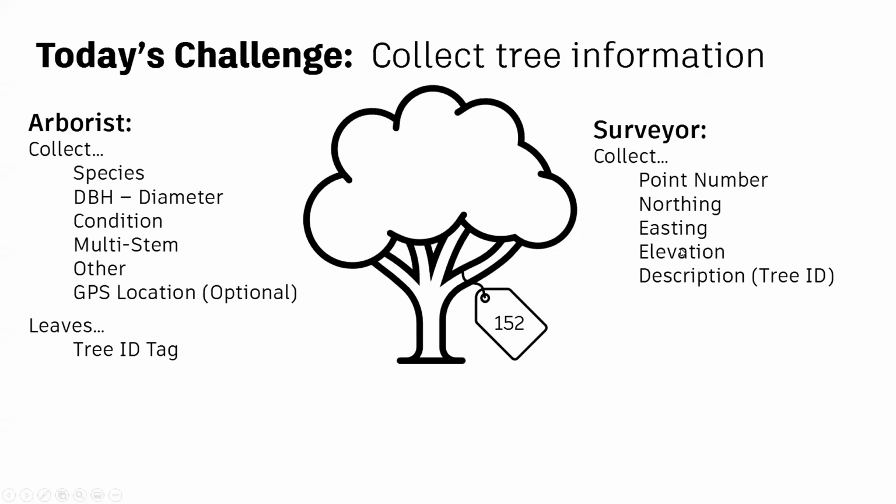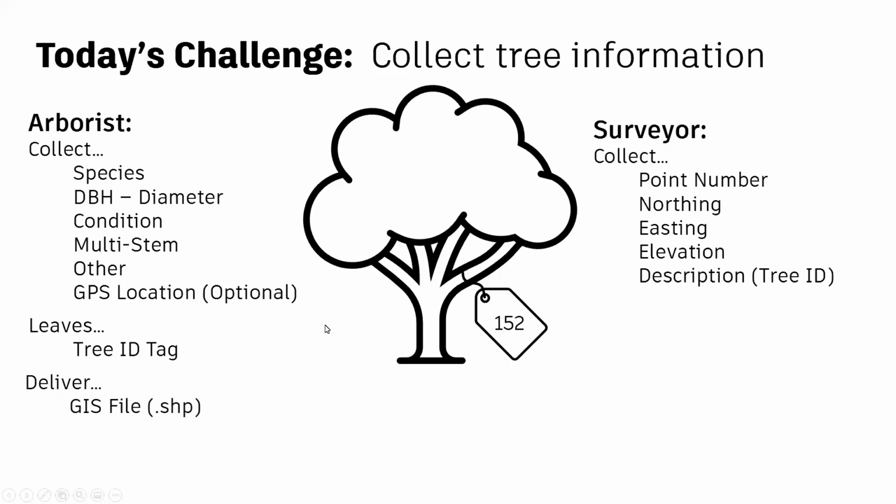We need both because we want the accuracy of the surveyor, but the surveyor may not be an arborist to be able to fill out the rest. We have the arborist that is an expert in the species and information about the tree, but may not necessarily have survey-grade equipment while they're out there.